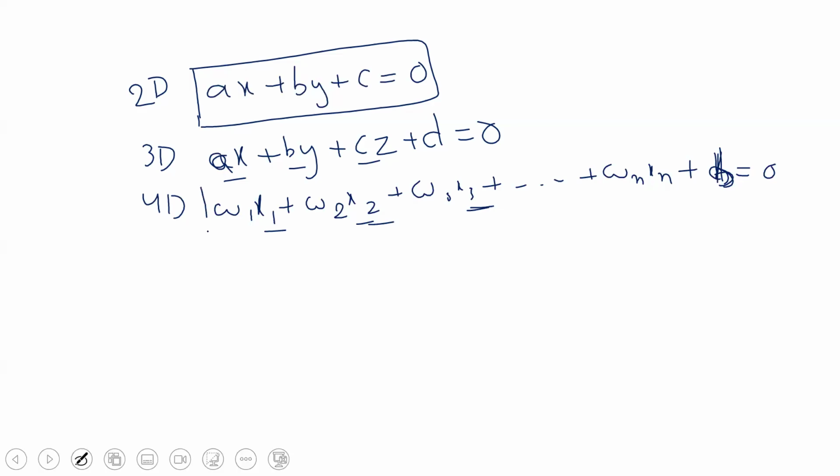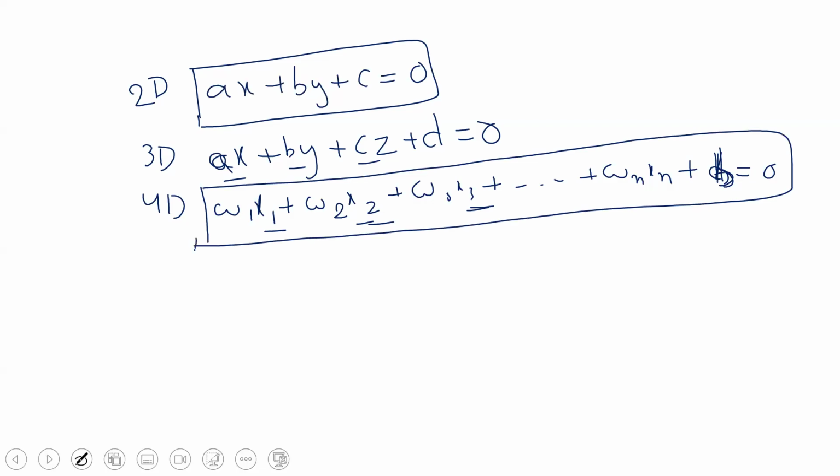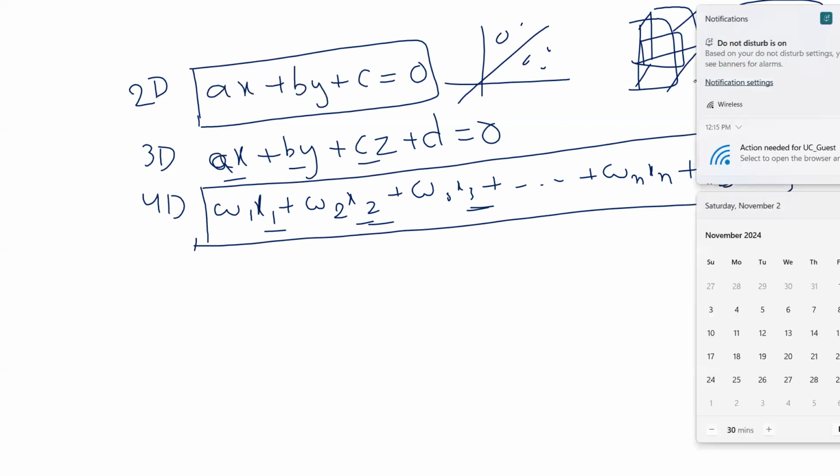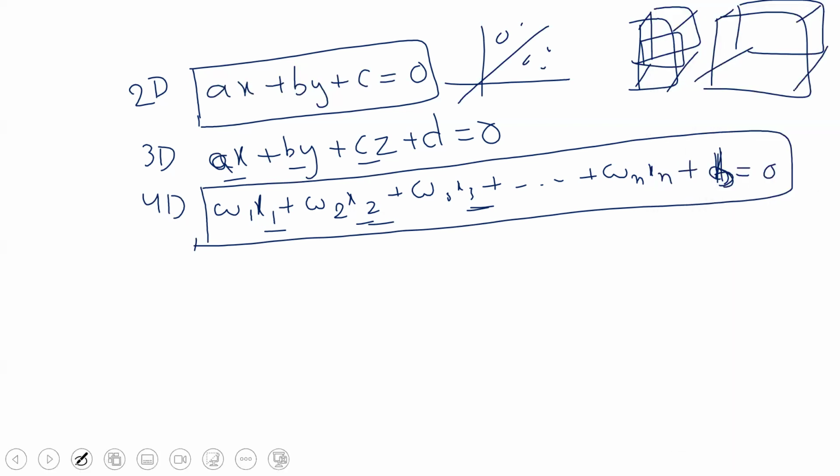So this is the general formula of a hyperplane. What is a hyperplane? In 2D it's a line that is separating the data points. In 3D it is a plane, right? A 2D plane that is separating the points. If you keep a cardboard in the middle of the room, the area above that plane is one part and the area below that plane is one half, right?